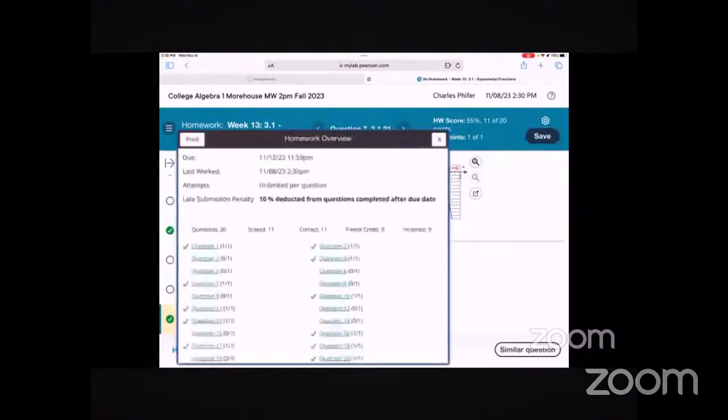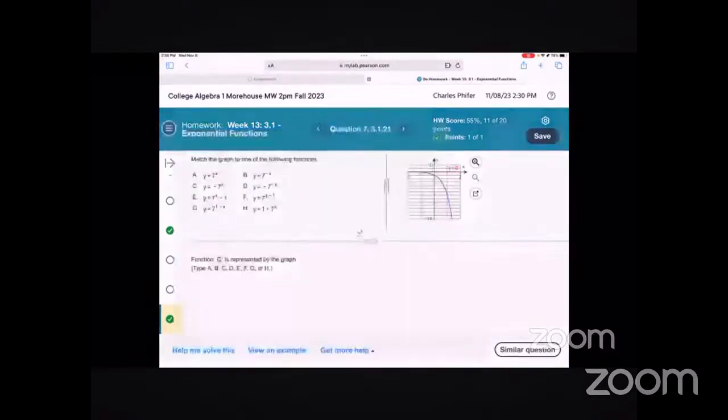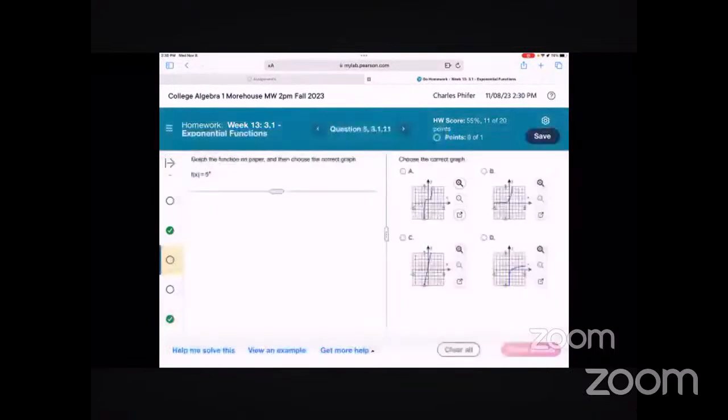5. Okay. Graph the function on paper, then choose the correct graph. This is just an exponential function. The only one that's exponential... for instance, A looks like a cubic function, right? B is an exponential, so that's a strong candidate. C is linear, and D is logarithmic. So the only one that behaves exponentially is B, so I'm going to go with B.